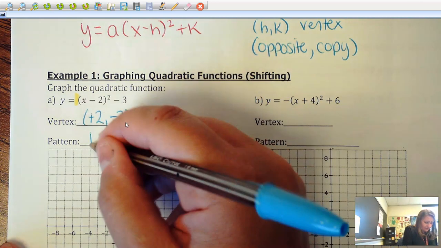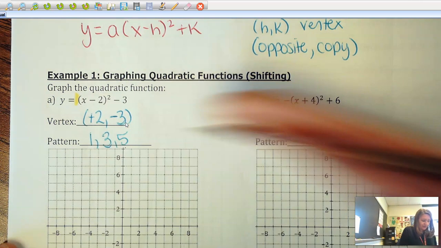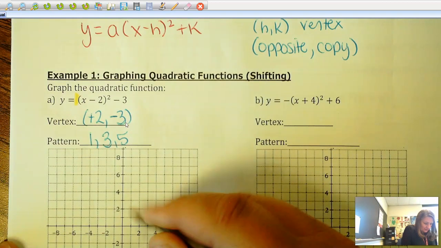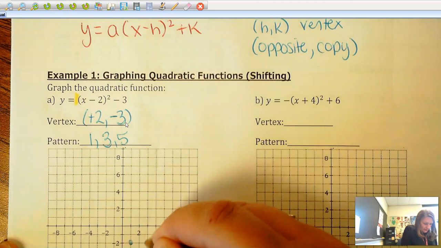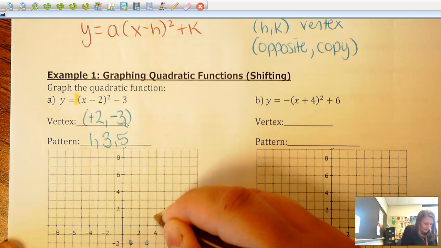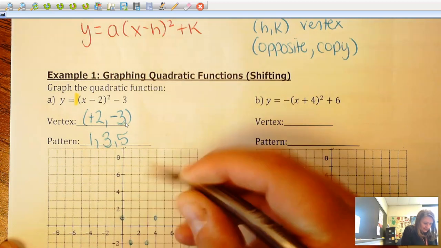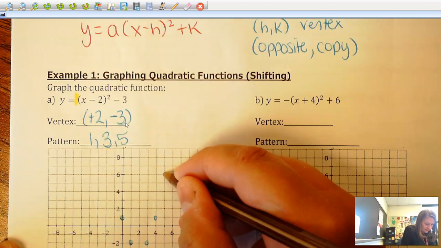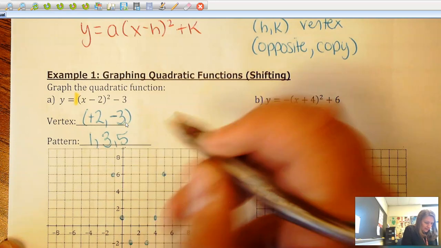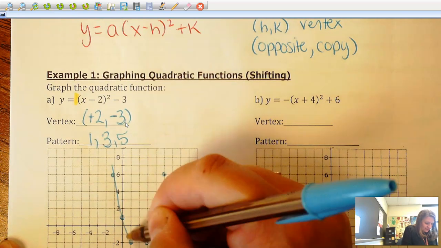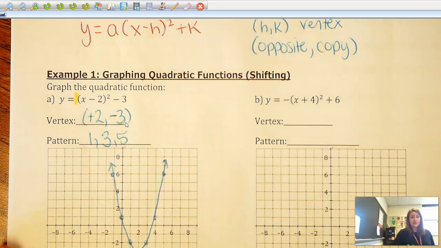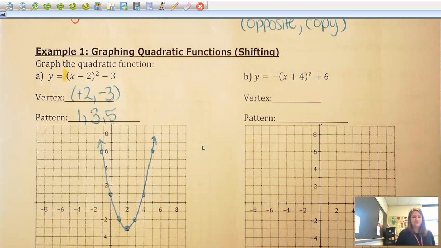Because I just have a 1 out in front, this pattern's just going to be your 1, 3, 5. So find your 2, find -3, and then we're going to go over 1, up 1, over 1 from there, up 3, and then from there over 1, up 5, and all those will fit on this particular graph. And just like before, we're just going to do the best we can to make a U shape. Please don't make it pointed at the bottom. That's going to be more of an absolute value. So curve the best you can.